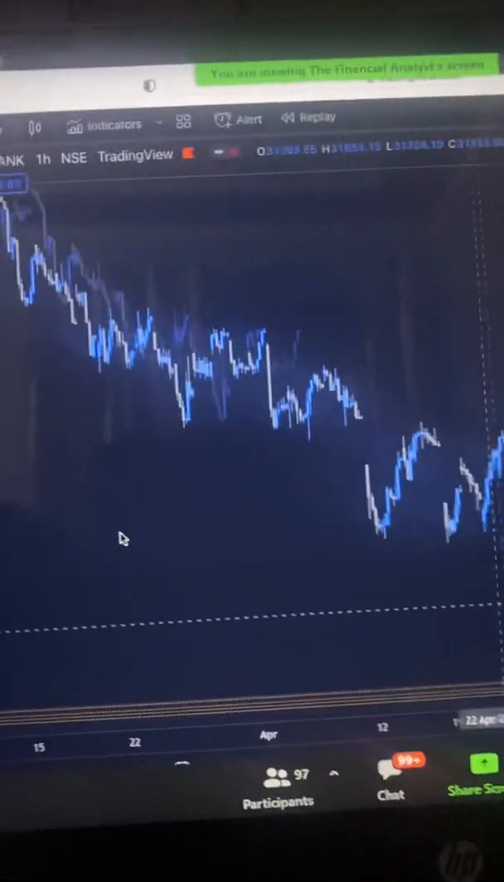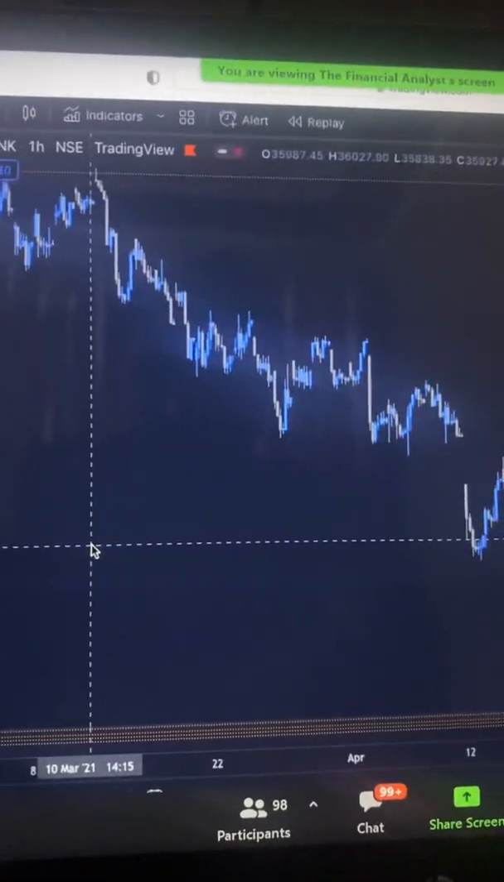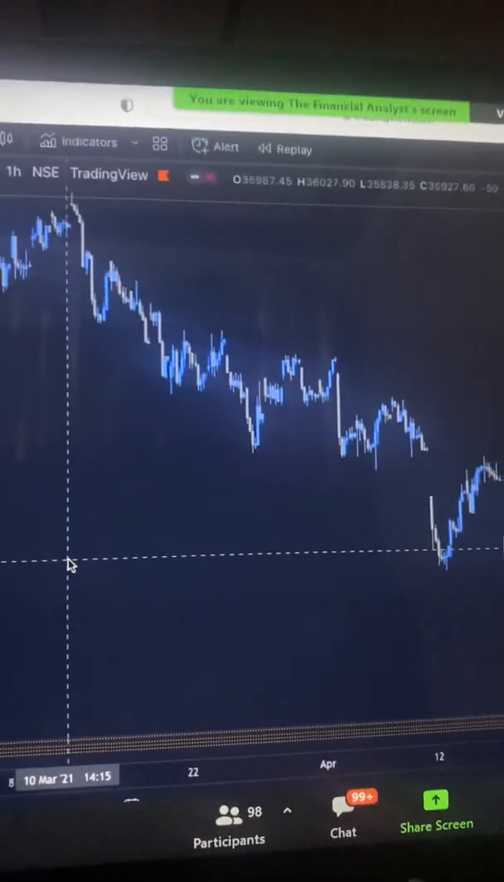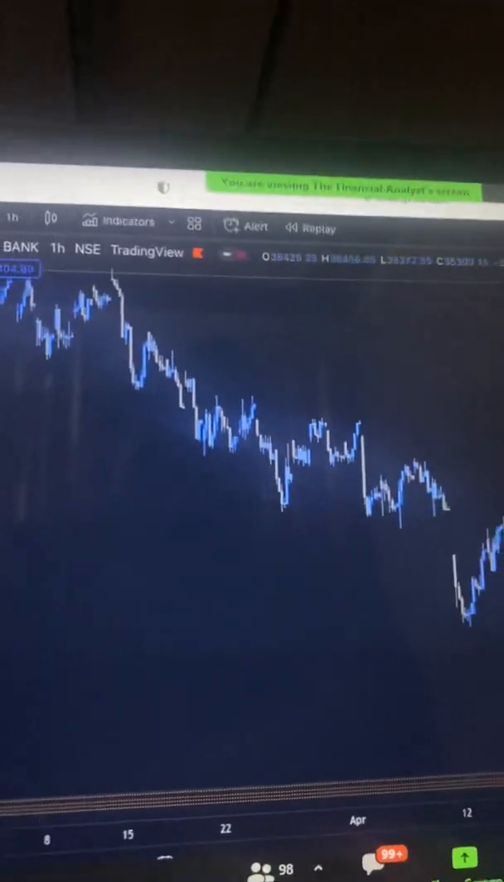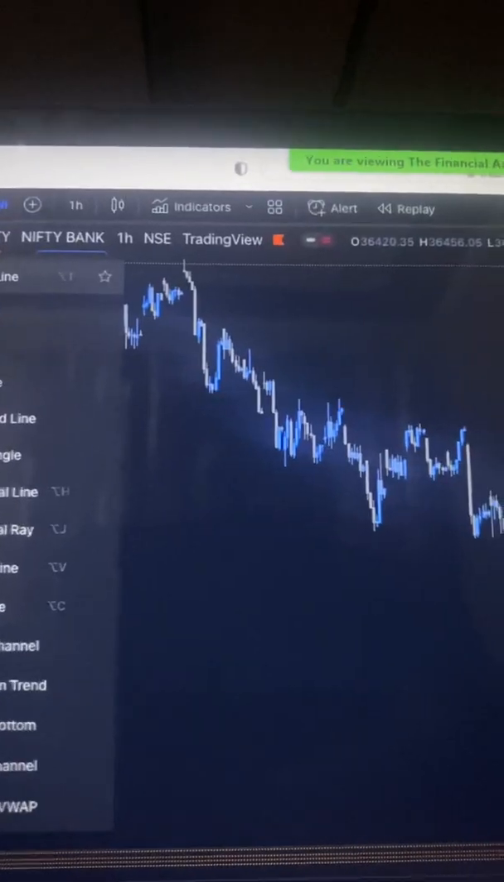To understand this entire concept, I'll come to intraday trades also. Don't worry about it. Overall, let's try to understand the trend of the market.